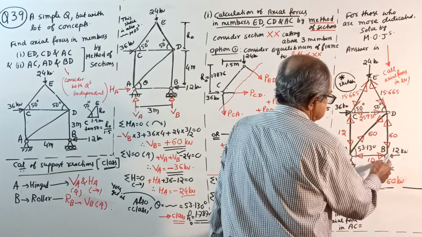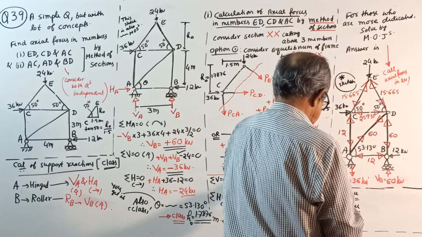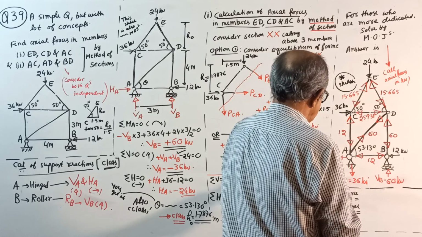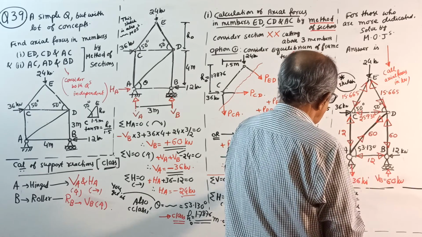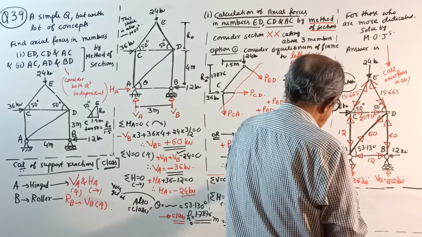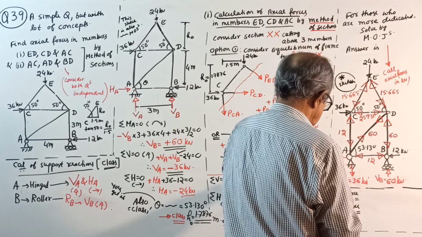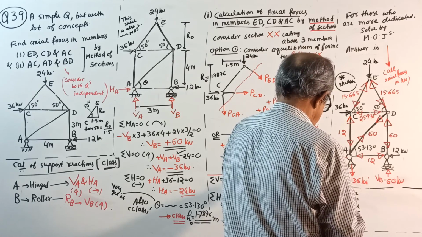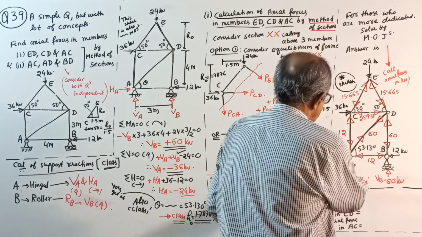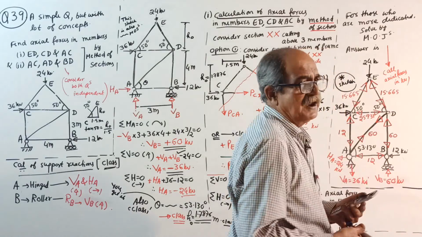I'll check the answer here. 60 into cos theta, 0.6, is 36. And then 36 minus 12 is 24. Perfect. 60 into sin theta is 48 plus, perfectly correct. 48 up, 36 down. Perfectly correct. Over.